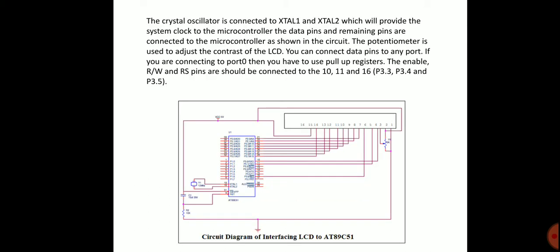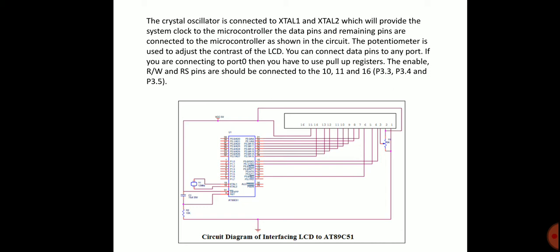Now we see the crystal oscillator circuit. The crystal oscillator is connected to XTAL1 and XTAL2, generating the clock frequency that provides the system clock to the microcontroller. The data pins and control pins connected to the microcontroller are shown. The potentiometer is used to adjust the contrast of the LCD. You can connect the data pins to any port. If you are connecting to port 0, then you have to use pull-up resistors. The enable, read/write and register select pins should be connected to port pins P3.3, P3.4 and P3.5.